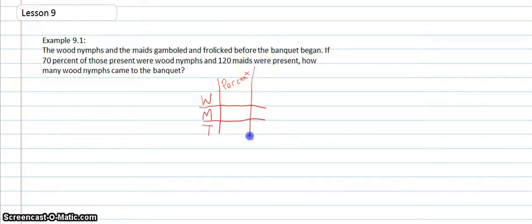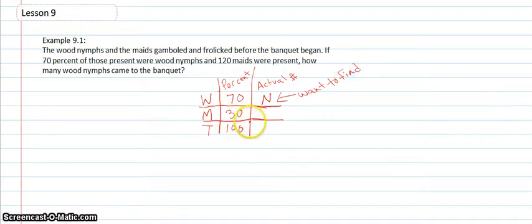And the next one is going to be the actual number. Okay, so for the wood nymphs, we know that was 70%, the maids were 30%, and of course your total is going to be 100%. Now, this is the number that we want to find. So we need to keep that in mind.